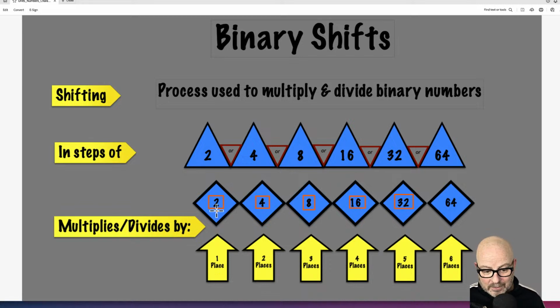And then you would talk about it. So two places means that you're dividing it by 4, okay? 3 places, dividing or multiplying it by 8. So that's the only bit that's a little bit difficult to get your head around. Other than that, it's really quite straightforward. Okay.